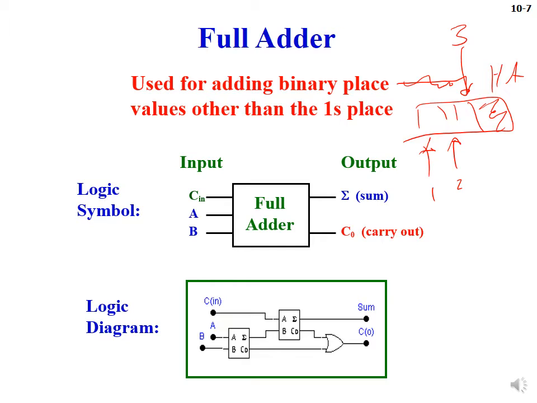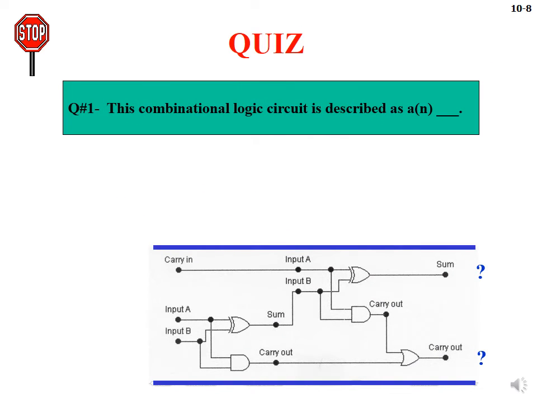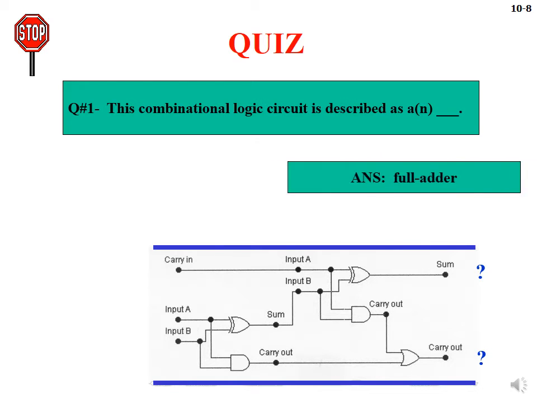It's called a full adder because it accepts a carry in input. The half adder doesn't have the carry in. The full adder has a carry in, so I can go from the next one to the next. Other than that, it works just like the other does. This is a full adder.